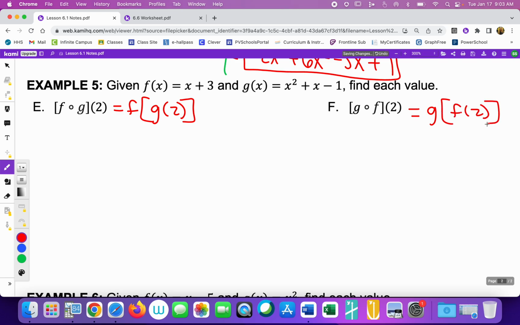Now, inside g of 2, that means plug 2 into the g function where x is. Okay. Now the g function is right here. So you approach these a little bit differently. So we have f into, well, g of 2. So I'm going to plug 2 in here and 2 in here. 2 squared plus 2 minus 1.